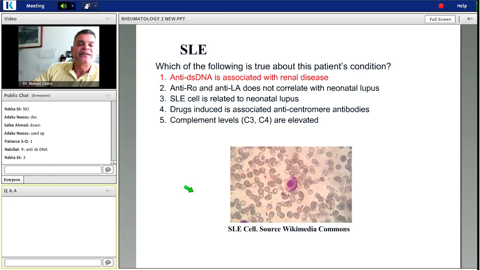Now, anti-double-stranded DNA is associated with renal disease, and many of you were saying no, but that's something you need to know. If a patient has renal disease, for example, a patient like the one we had that had 3+ positive for proteinuria, a good test to do is anti-double-stranded DNA. It's very specific for lupus, and it's also associated with renal disease. So most likely, you are going to have this test positive in these patients. Now, anti-Ro and anti-La is associated with neonatal lupus. SLE cell is just a marker of SLE. It's not associated with any specific condition. Drug-induced lupus is associated with antihistone antibodies, and patients with lupus have a decreased complement, C3 and C4, okay, which is going to be low in these patients.